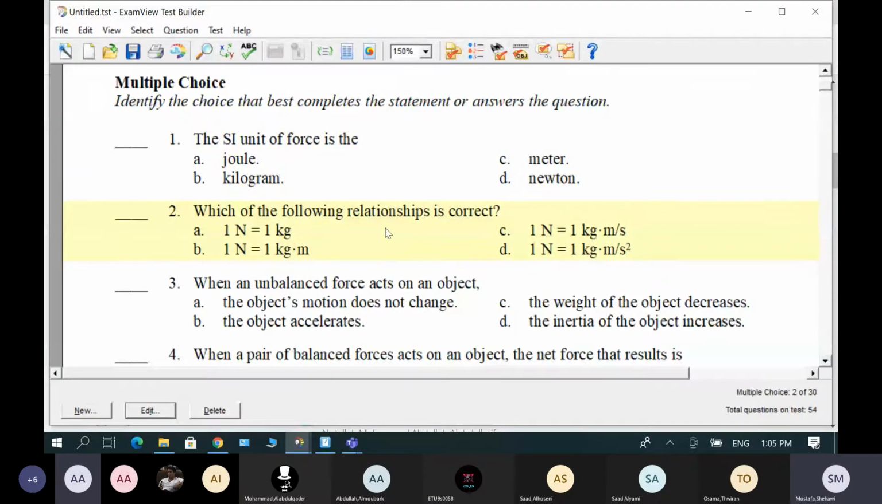Which of the following relationships is correct? Which is D. D, 1 Newton equals 1 kilogram times meter per second squared.